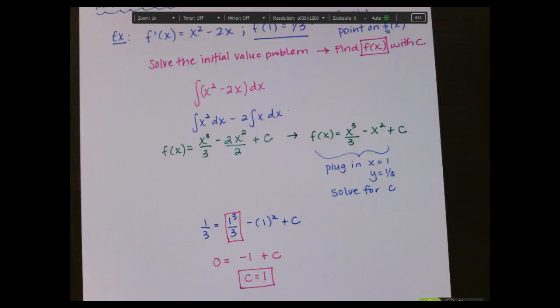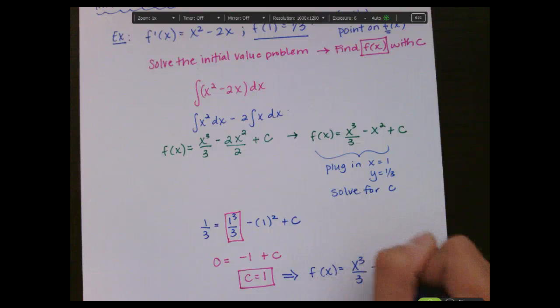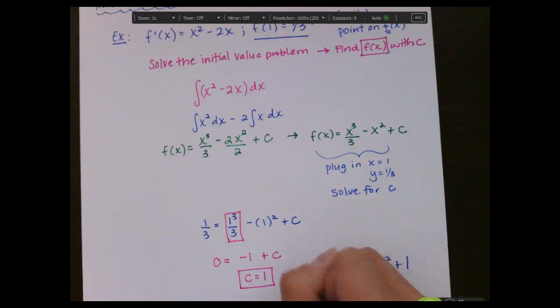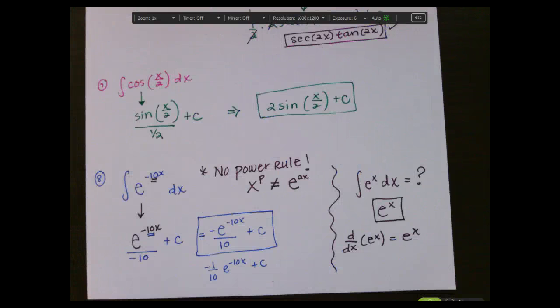That's helpful, but it's not the final answer. The final answer was to find the function f. And now we have an exact answer where we've solved for the constant c with antiderivatives.